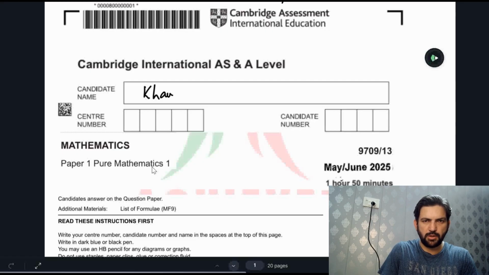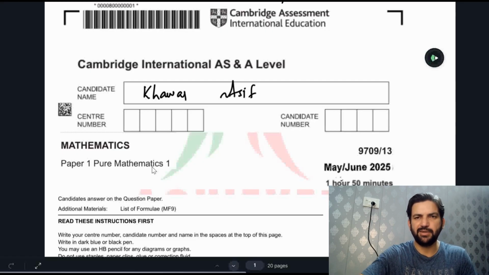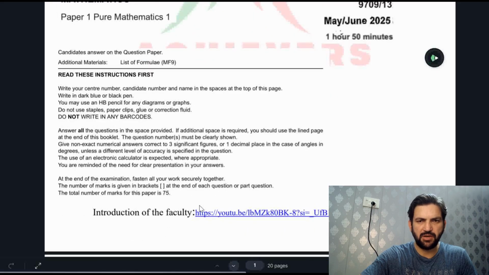Hello everyone, today we are going to discuss the May-June 2025 paper of Maths 9709. These are the instructions we have to follow.